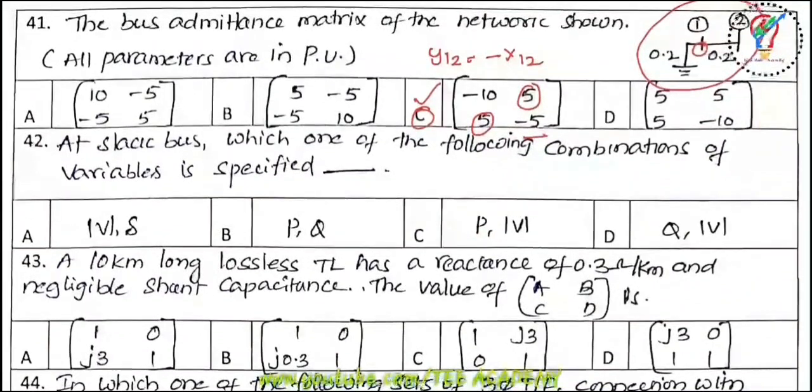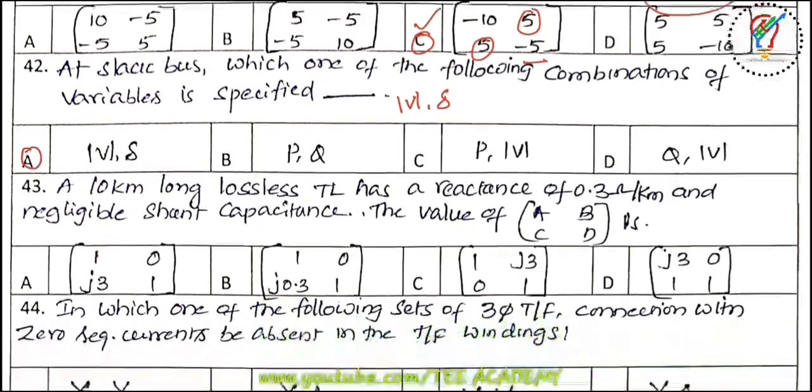Next one. At slack bus, which of the following combinations of the variables are specified at a slack bus? So slack bus means the specified variables are voltage magnitude and the phase angle, the load angle delta here. Okay, and given options are V comma delta, P that is active power, Q is the reactive power. P is nothing but active power, V is the voltage, and Q is the reactive power. So among the options, A is the right option here.